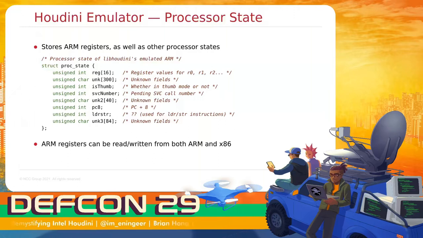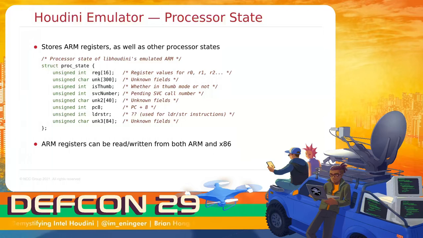Note that this is just the data structure in memory, and they have shared memory addresses between the x86 and the ARM side. So you can technically just, if you find it, write values to these registers, to this struct, to change the register values inside of ARM.